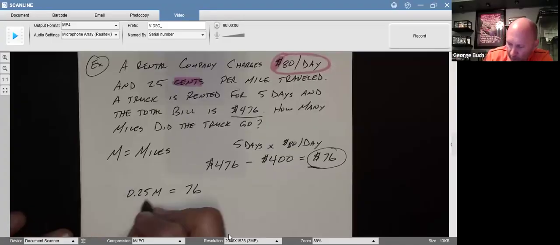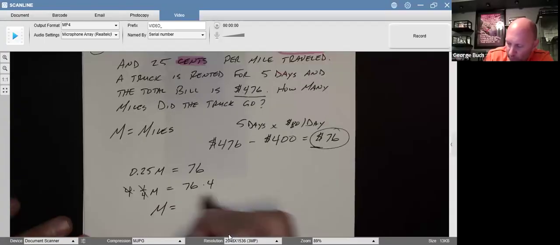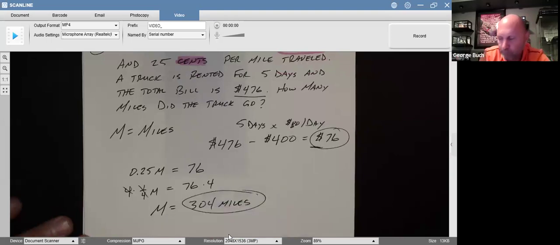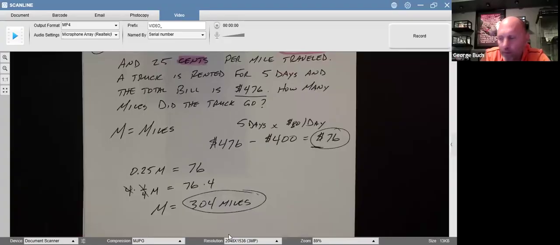And so if we want, we could really write this as what? 1/4 of a dollar is equal to $76. So multiply both sides by 4 means that the number of miles we drove is 76 times 4, which is 304 miles. So that's how we can tackle that problem.